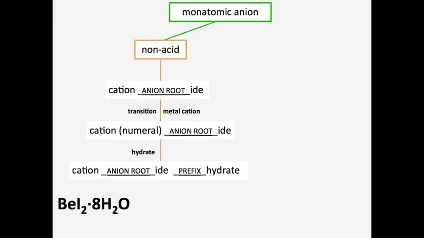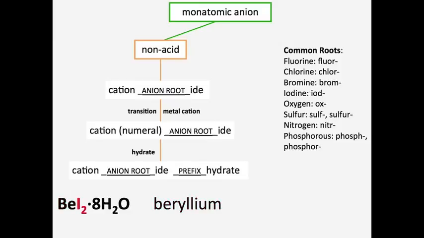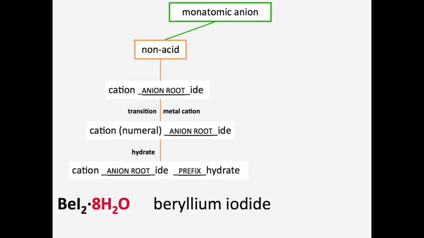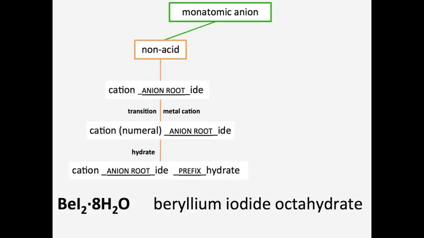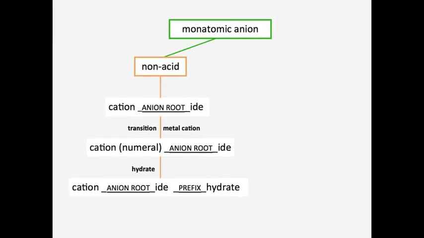BeI2·8H2O. The cation is beryllium and the anion is iodine. We begin by writing the name of the cation, beryllium. Next, we take the root of the anion, iodine's root is iod, attach "-ide" to it and you get iodide. There are 8 water molecules present within these crystals, so attach the prefix "octa" to hydrate to make octahydrate. The name of this compound is therefore beryllium iodide octahydrate.